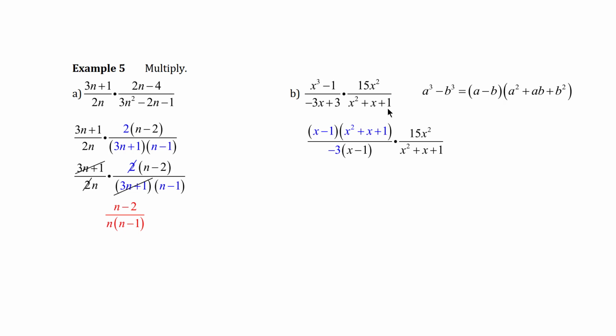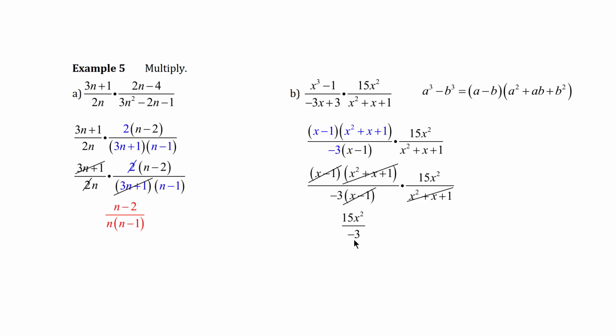The result we get after doing all the factoring is parentheses x minus 1 times parentheses x squared plus x plus 1 divided by negative 3 times parentheses x minus 1 times 15x squared divided by x squared plus x plus 1. Next, we could cancel out our common factors, which is the x minus 1s, as well as the x squared plus x plus 1 on both the numerator and denominator. The result is 15x squared divided by negative 3.